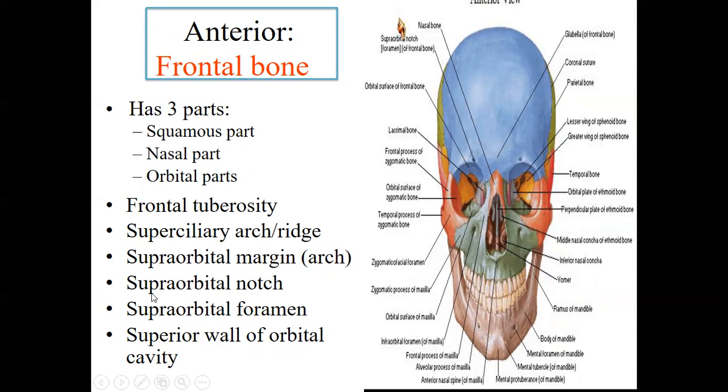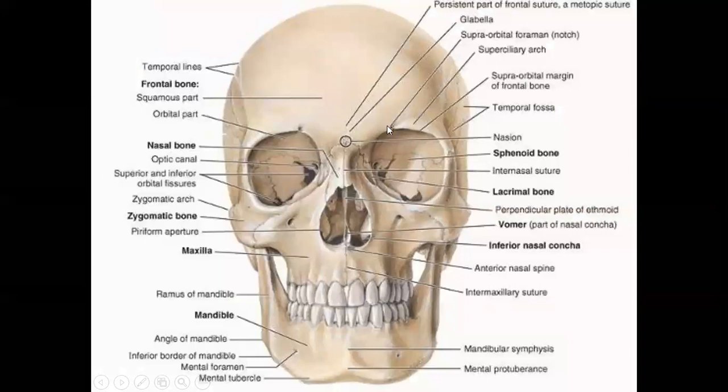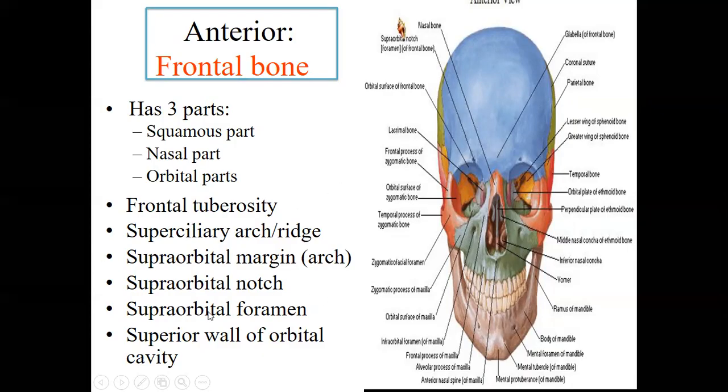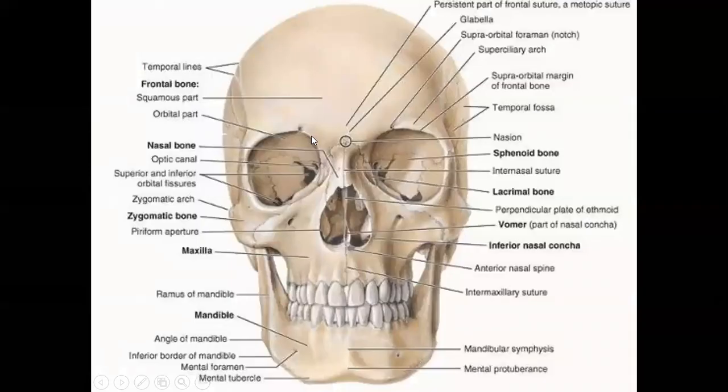Okay. And then we also have the supraorbital notch. So you can see here, this is the supraorbital notch with the foramen. Okay. And then we have the superior wall of the orbital cavity. So you can see here, this is the superior wall of the orbital cavity. So these are the parts of the frontal bone that you can see from the anterior part.